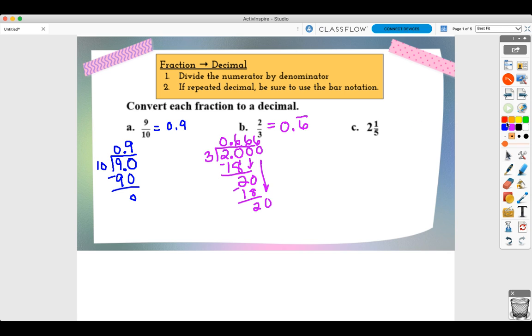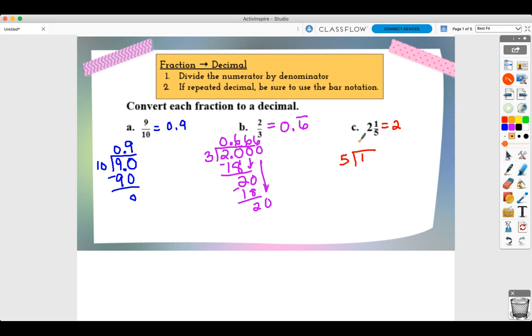And lastly, 2 and 1/5. So you have a 2 as a whole number here, so write it like that. That is a 2, and we're going to have a decimal. So we're going to figure out what 1/5 is as a decimal. So 5, 1 goes underneath. I'm going to write it a little bit down here. 1 goes underneath, and 5 goes down there, outside. Numerator always goes underneath the division bar, okay?